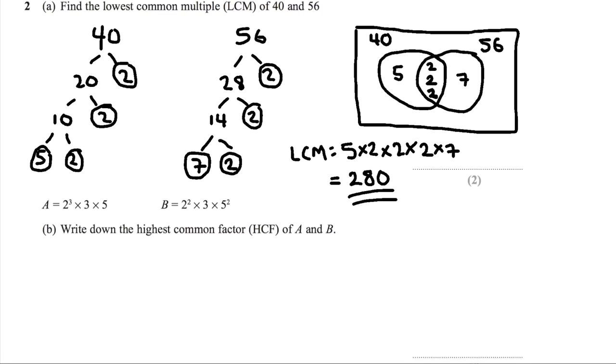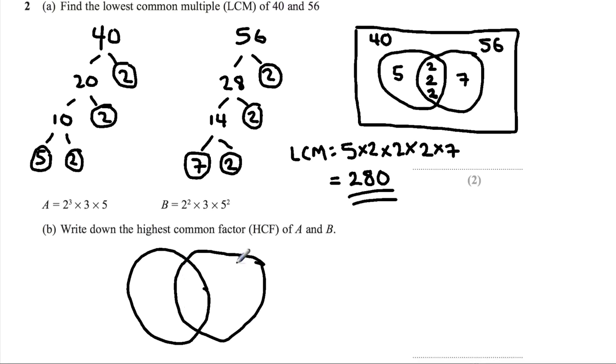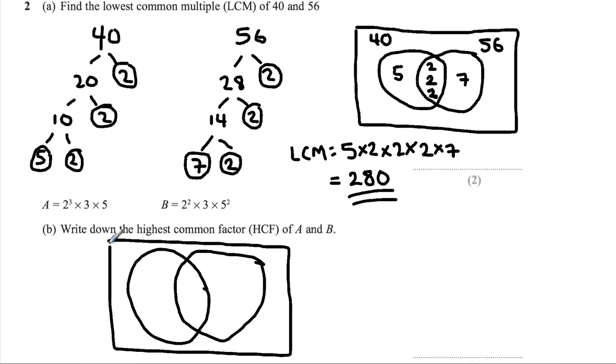Question 2b, write down the highest common factor, HCF, of A and B. So again, to answer this question, we're going to construct a Venn diagram. For A and B, the common prime factors are 3, 5, 2, and 2. The last 2 remaining here, and on this side we have 5.